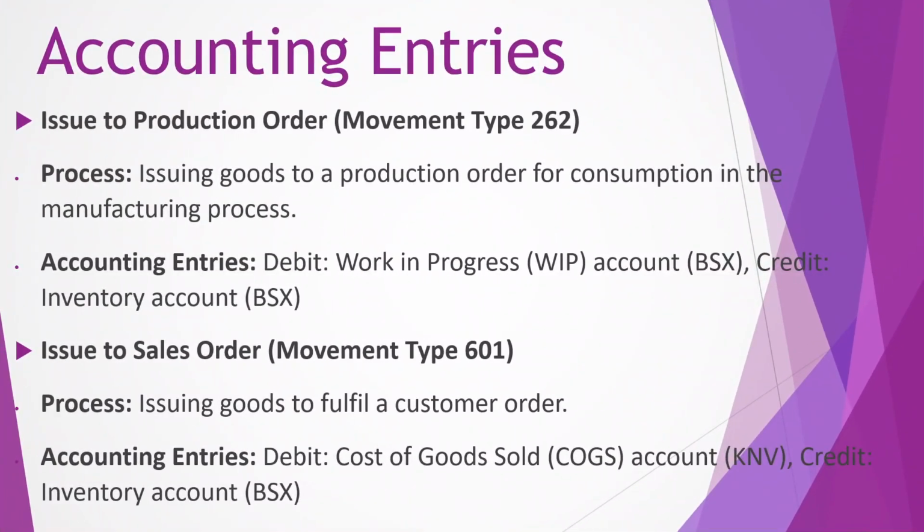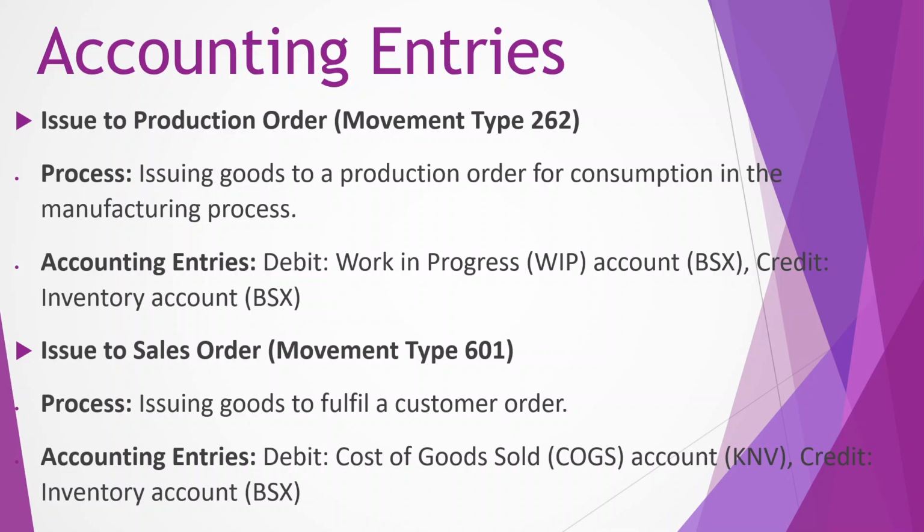Issue to the production order. That means you are issuing goods to the production order, and the movement type is 262. The process is issuing goods to a production order for consumption in the manufacturing process. That means suppose leather is being issued to the factory where shoes are made; it is a similar kind of activity where the shoes are getting produced.